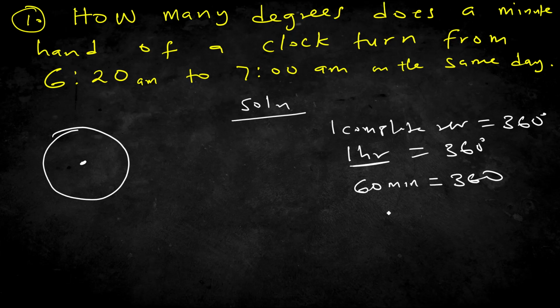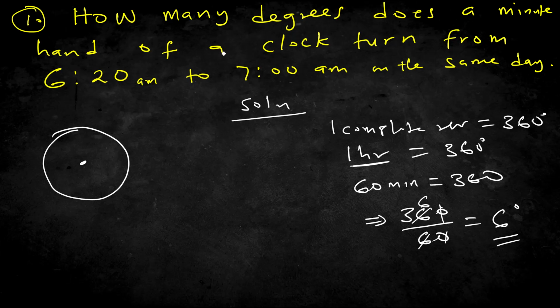So to get a degree for a minute, we have to divide 360 by 60. We need to get a degree for a minute so that we can do the calculation. So 360 over 60, this one will cancel this, so we have 6 degrees. So every 1 minute is 6 degrees. All right, so let's go to the question.